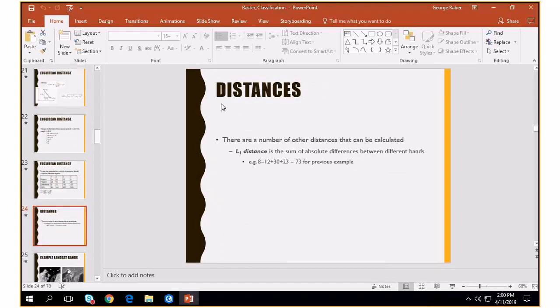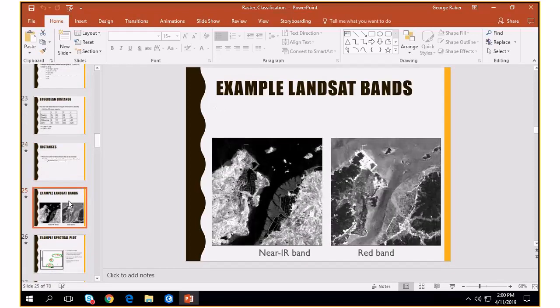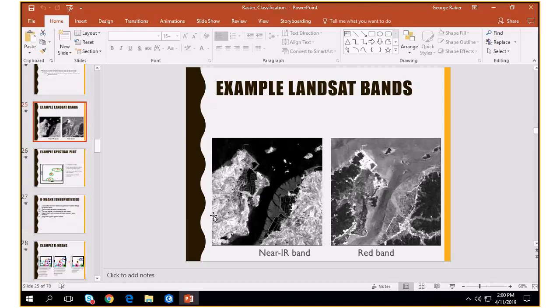So you could think about every single pixel having a distance to a cluster center, and that will help us to determine which class it's in. Right. So here's 2 different bands from Landsat. Landsat's an older satellite. Like I said, it's like the size of a Volkswagen, and it's been collecting data. There's been numerous versions of the Landsat satellite, but since the 70s.